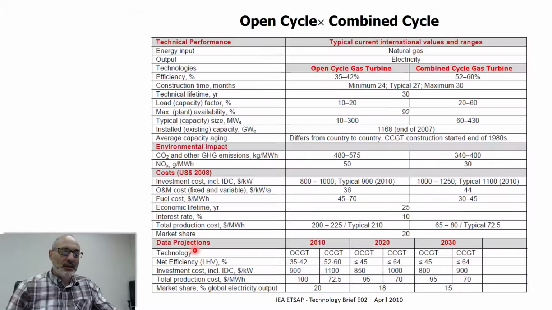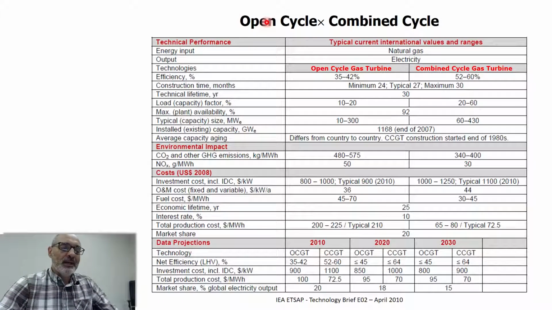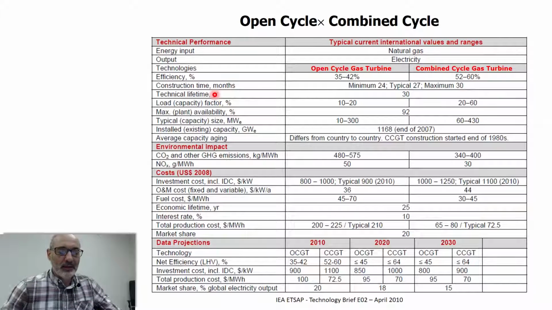I showed you that last week, but this week I'm not going to do the calculations. We did that last week. I just want to show you a comparison between open cycle, or single cycle, and combined cycle. It's open because you actually send the combustion gases to the atmosphere. And combined cycle is the one I just showed you on the previous slide.